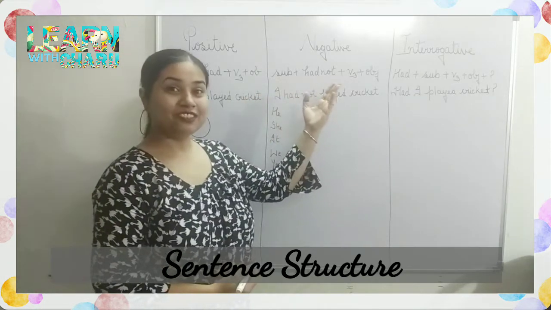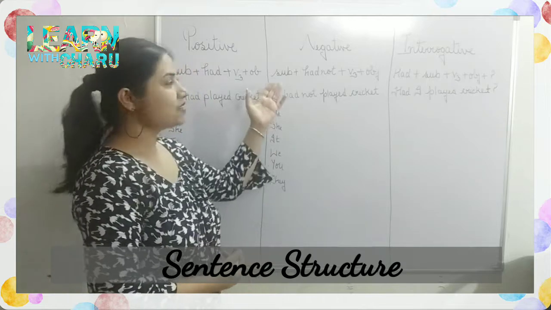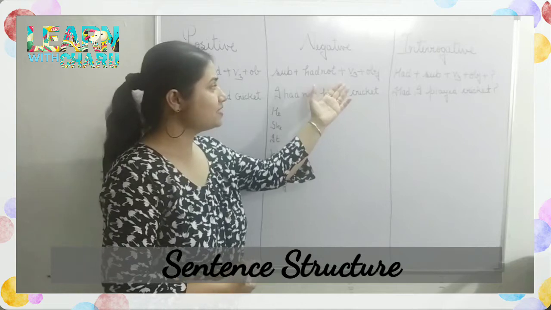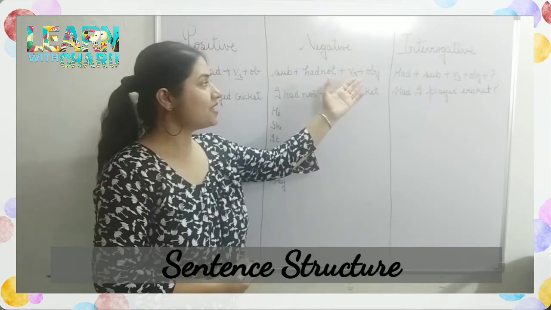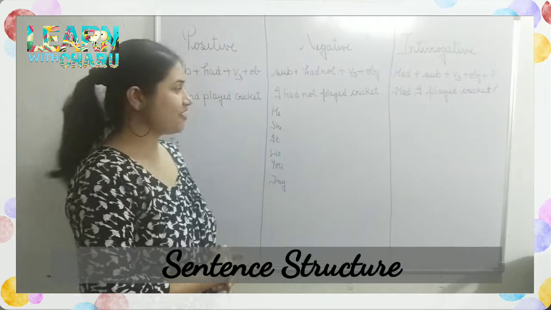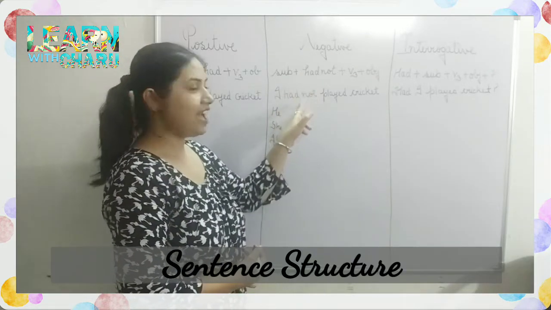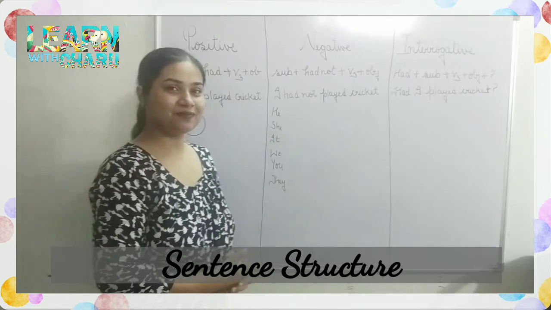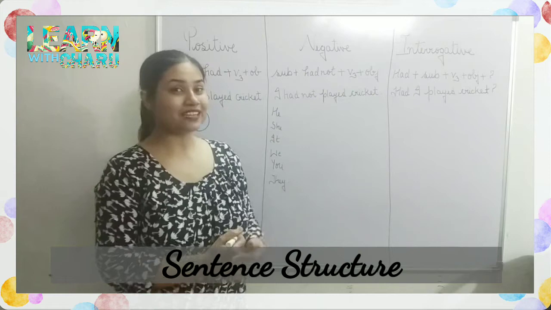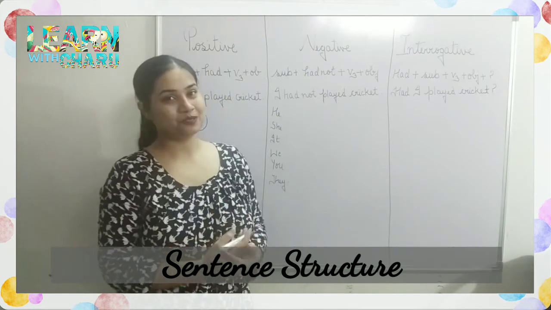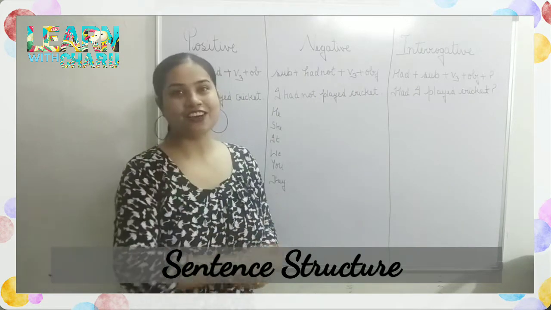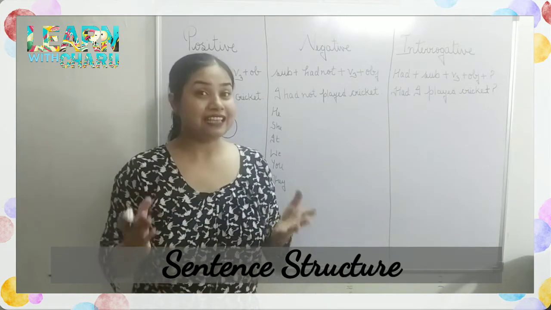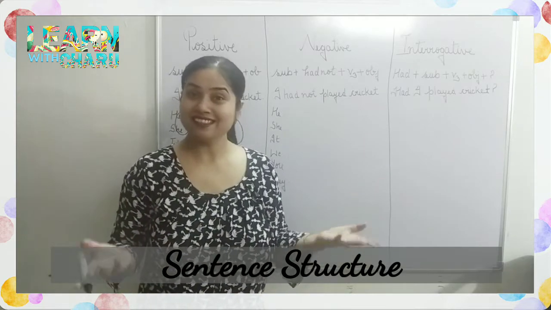Okay, now let's come to the negative sentence. Subject plus had not plus verb's third form plus object. For example, I had not played cricket. He had not played cricket. She had not played cricket. You had not played cricket. We had not played cricket. They had not played cricket.